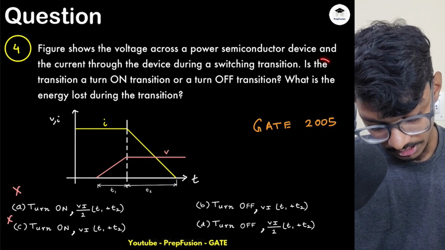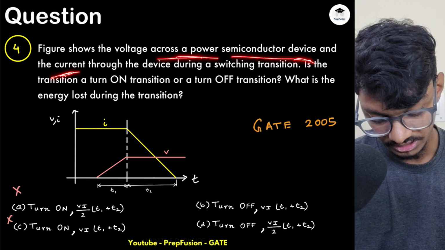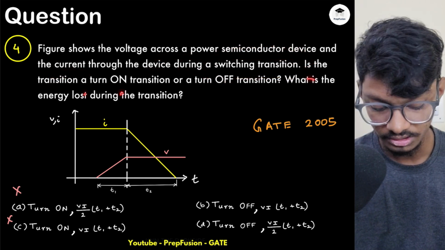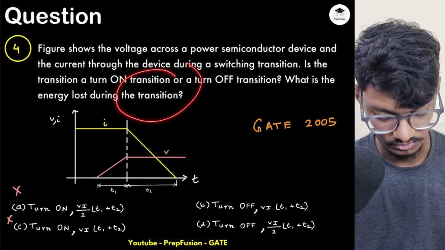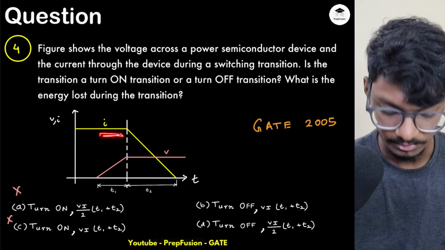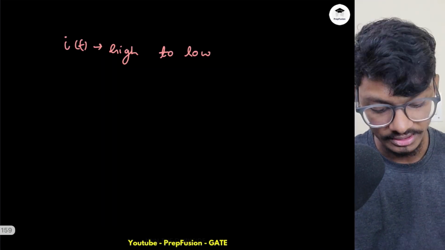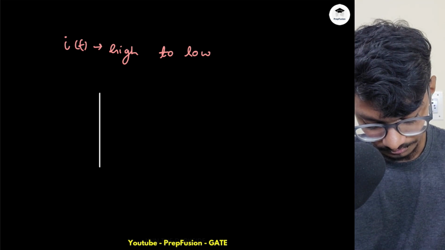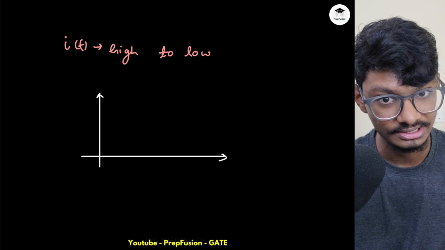They are asking that the figure shows the voltage across the power semiconductor device and current through the device during a switching transition. Is the transition a turn on transition or turn off transition? What is the energy loss during the transition? So how can I say the energy loss? Here my current is constant, but my voltage is increasing. So if I draw the waveform of power, it will be easier for us to compute. The area under the power will basically be the energy.